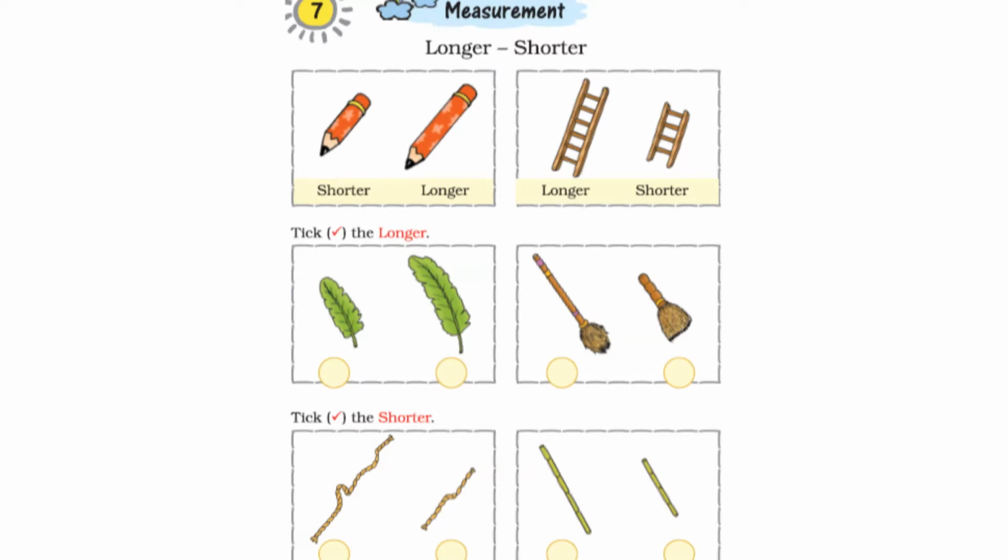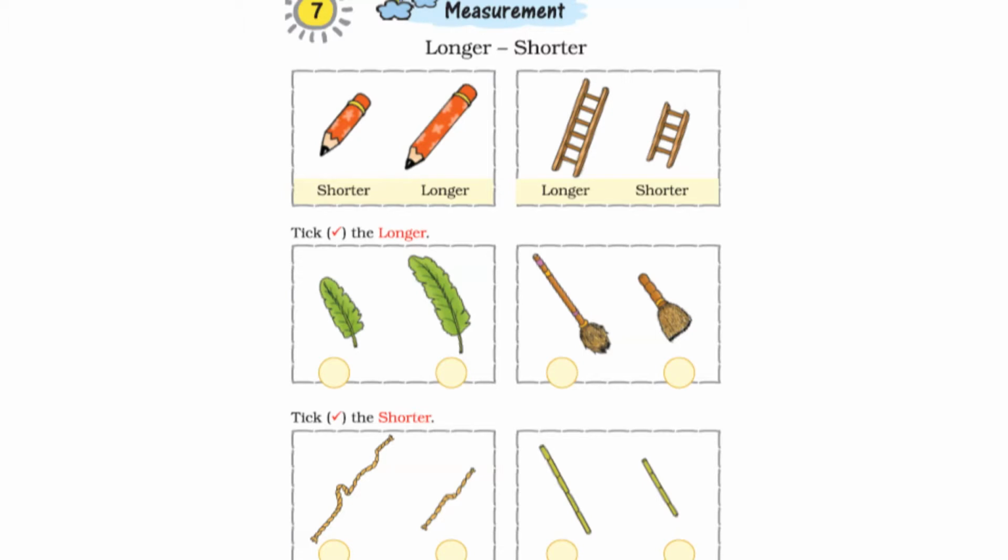Firstly, they have shown two examples of pencil and a ladder. So they are comparing two things at a time, so they have used ER. Okay, shorter, longer, shorter. Okay, longer means lamba, shorter means chota.